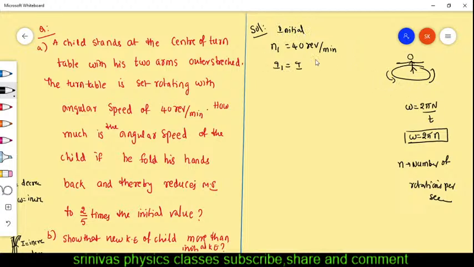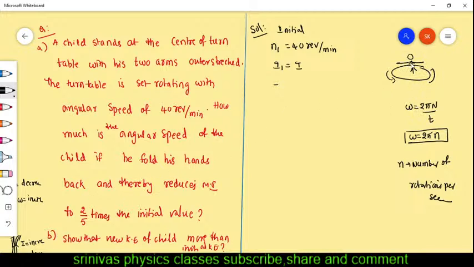Now the turntable is rotating. It is taking 40 revolutions in 1 minute, and the moment of inertia is that of the child who is at the center of the turntable. If anybody did the answer, write it in the chat box if you have pen and paper. It is based on the law of conservation of angular momentum. The question is, how much is the angular speed of the child if he folds his hands back?